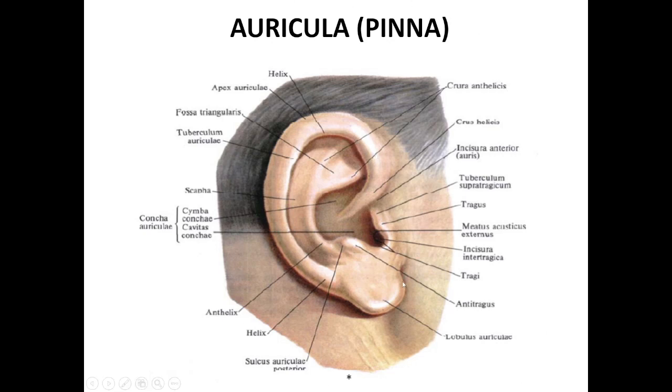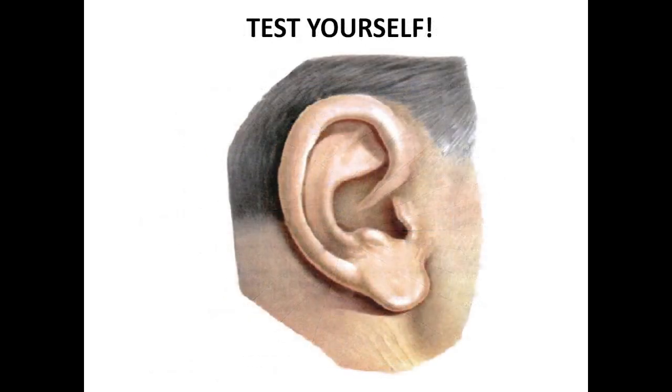So you should remember the main structures of it. So now try to recognize what is it. Tragus, what is it? Antitragus, lobulus auriculae, helix, and anthelix. The most important.